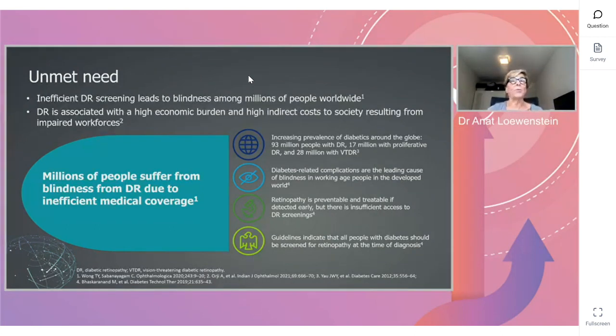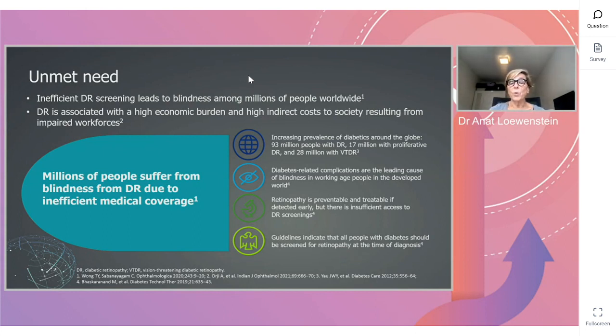It's really important, it's an epidemic, the number is increasing. The complications are the leading cause of blindness among relatively young people all over the world. The disease is preventable by good control, and it is not totally preventable, but to a very high extent. And it's treatable, especially when it is found early. We know that the most important thing is to find the disease early.